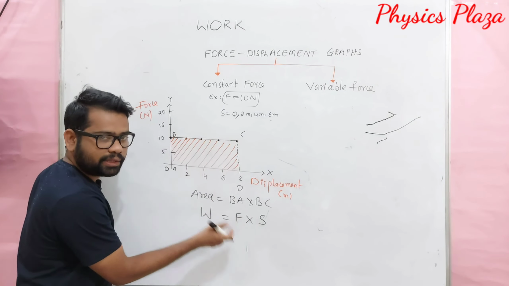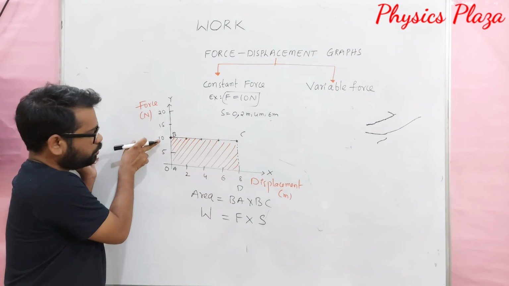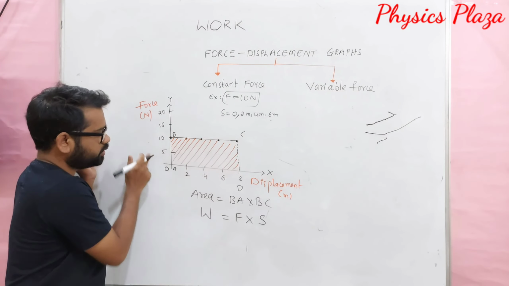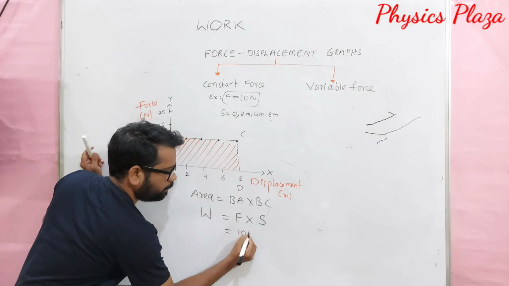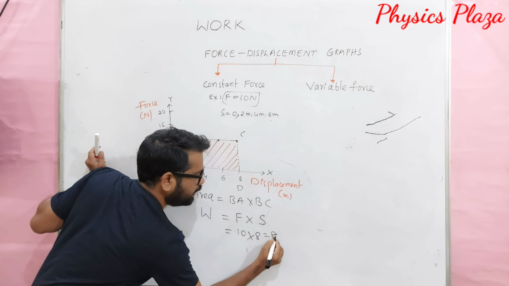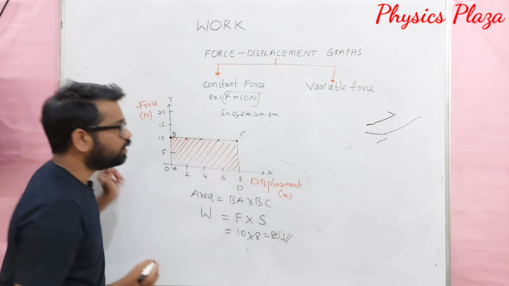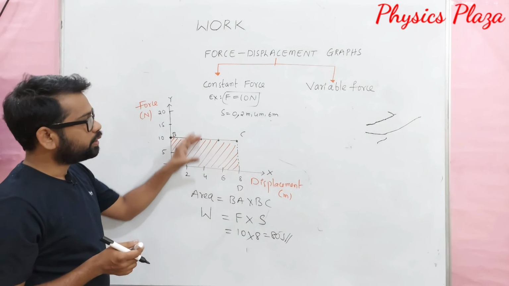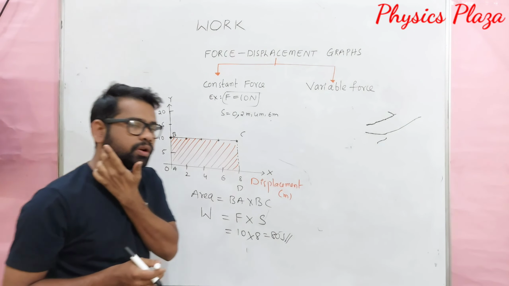So if you want to calculate the work done in this case, BA is equal to how much? It is 10, and here AC is equal to how much? It is 8. So it is 80 joule. This is how we can calculate the work done by the constant force.